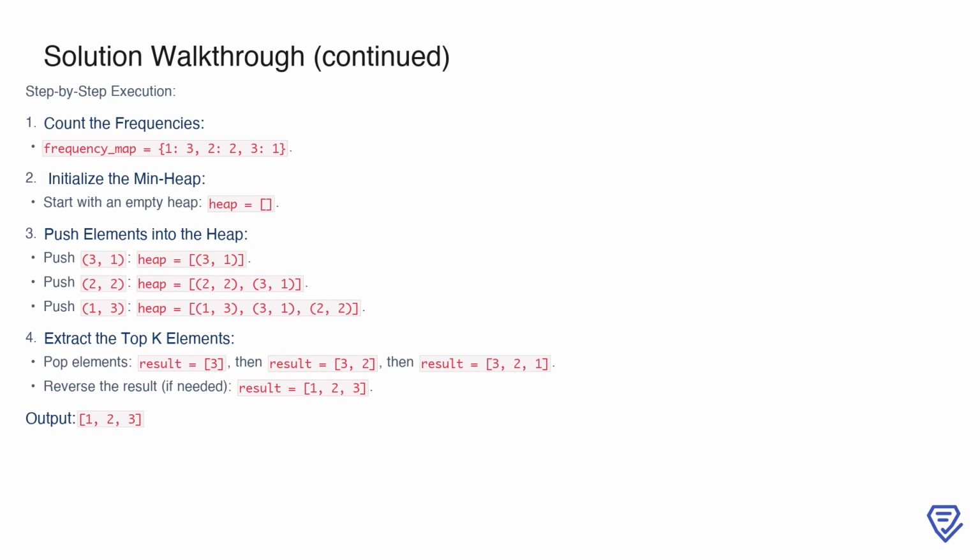Since the heap size is equal to k, no elements are removed at this stage. To extract the top k elements, we pop from the heap, which gives us 3, then 3, 2, and finally 3, 2, 1. Reversing this list, if needed, gives the final result 1, 2, 3. This completes the walkthrough for the given examples.